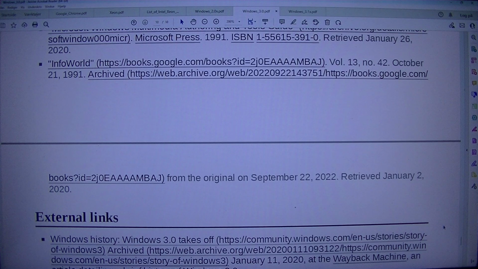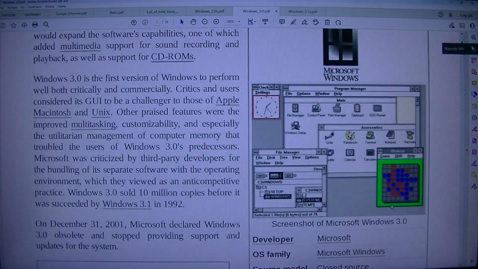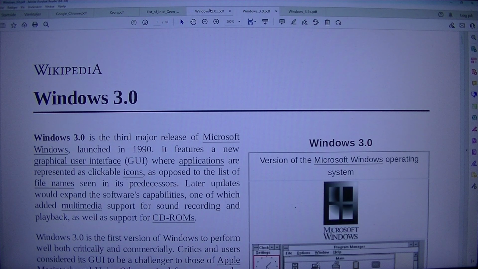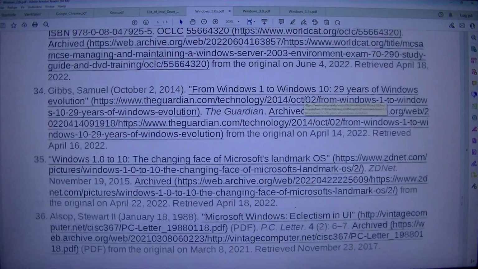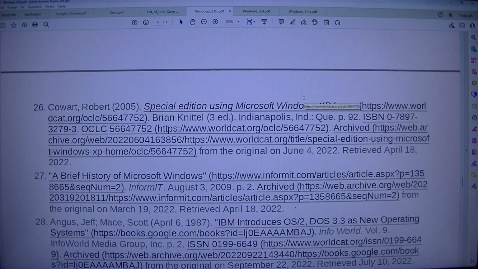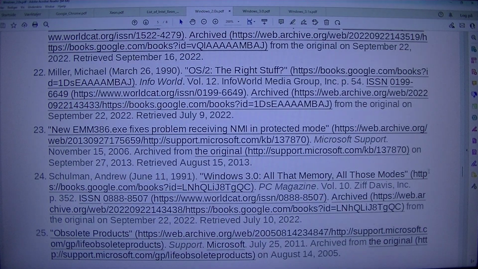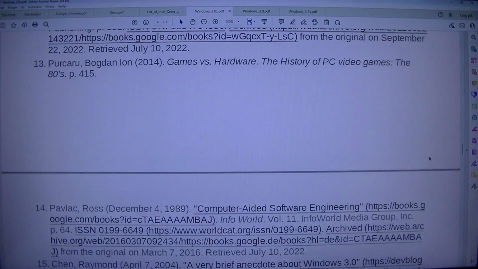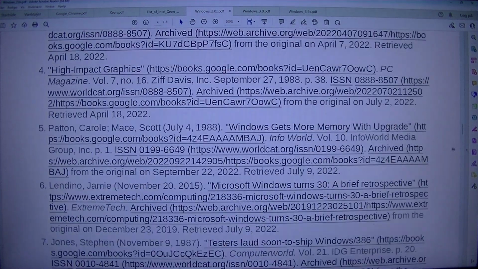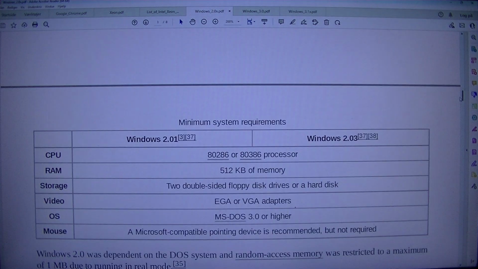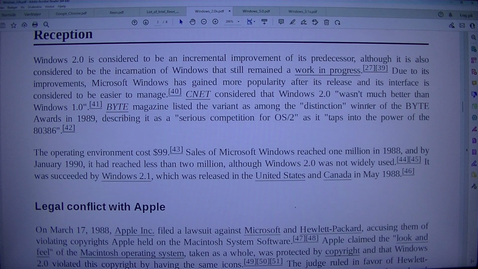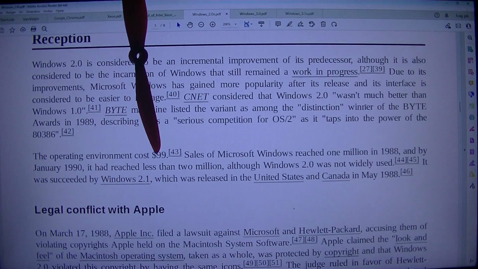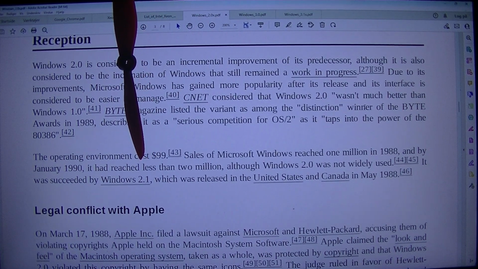So just read Windows 2. Windows 2, they sold like 1 million copies at like $100. That's 100 million of money. That's a lot of money back in the 80s. I think that it sold like 2 million copies. They sold it for 99 to $100. That was a lot of money back in the 1980s.